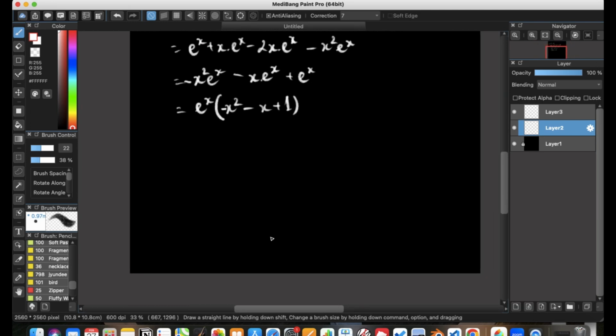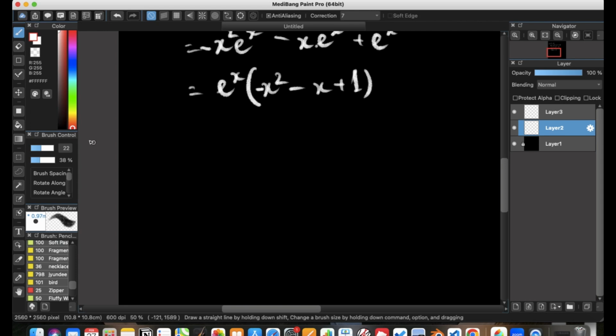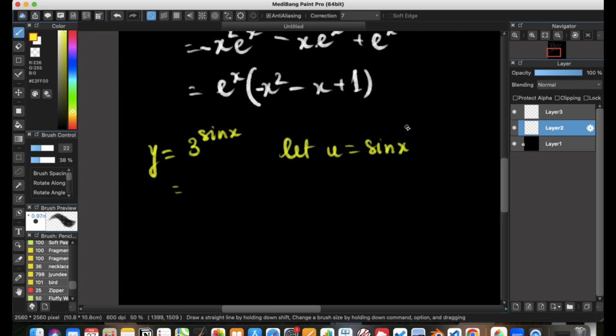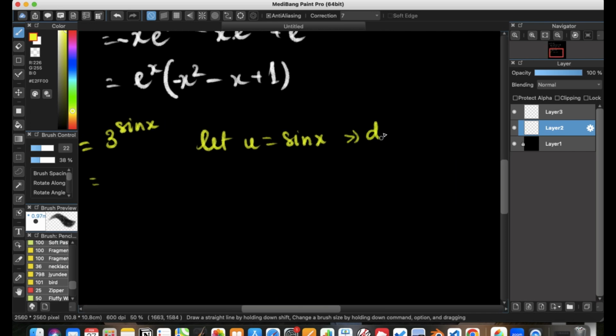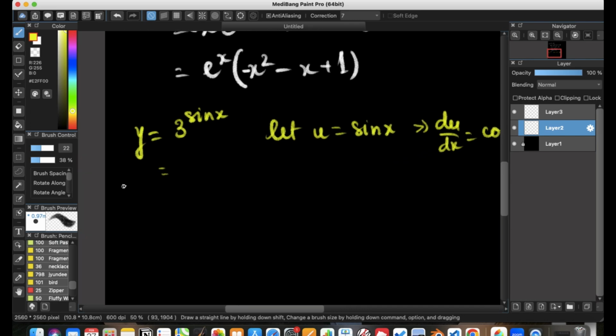Okay, let's take a look at another example. I'm going to change the color just because I want to. y equals 3 to the power of sine x. First, let's take a derivative. I'm going to let u equal sine x. So du over dx would be cosine x, right? So now dy over dx would be dy over du multiplied with du over dx.